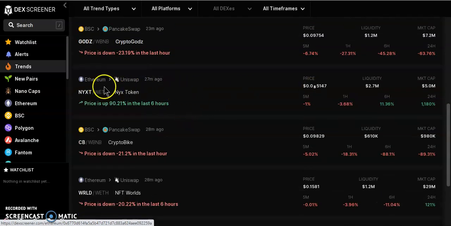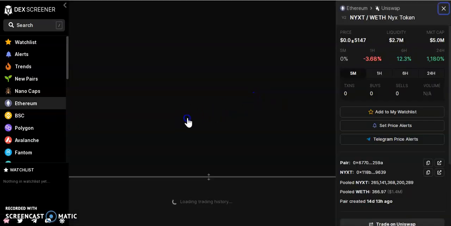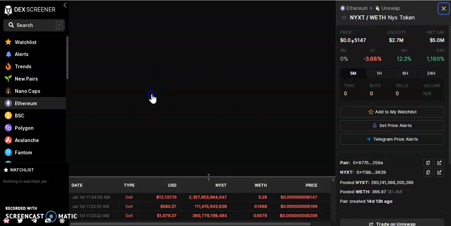So for example, this one on Ethereum, okay, 5 million market cap, 2.7 liquidity. So last 24 hours, 1100%. Okay, so this one feels like it's pumping. So let's open this price chart right here.